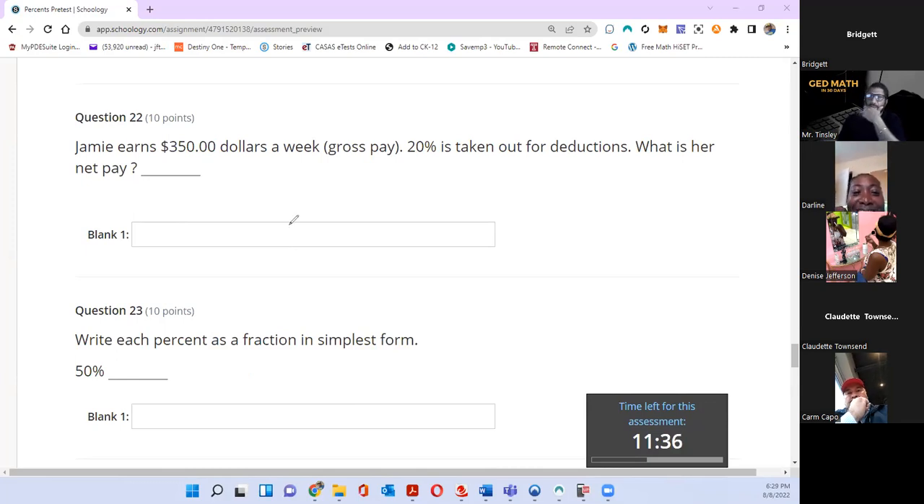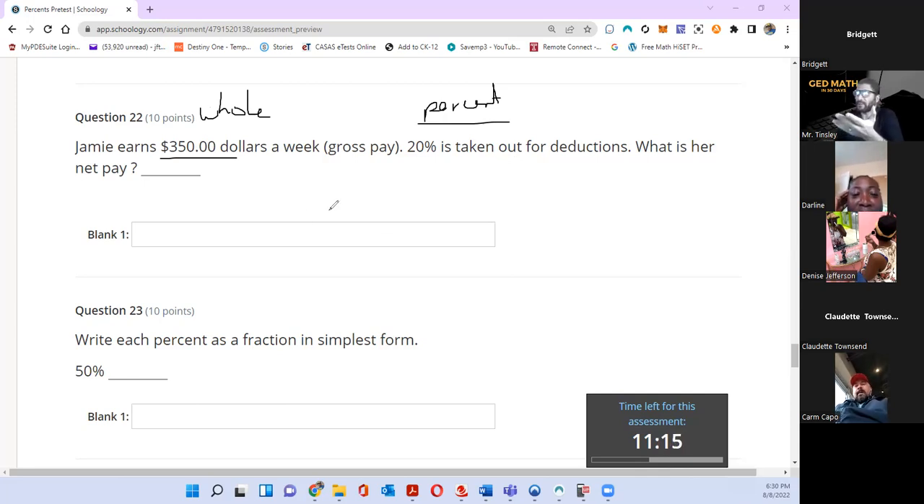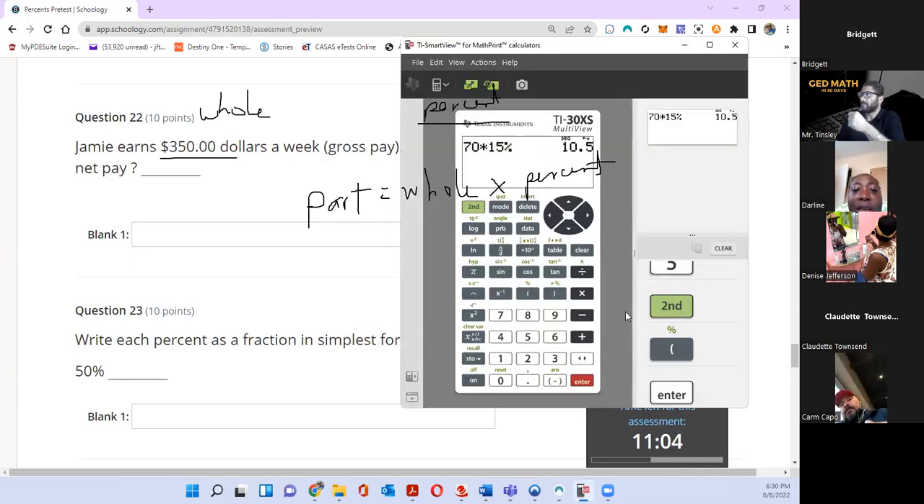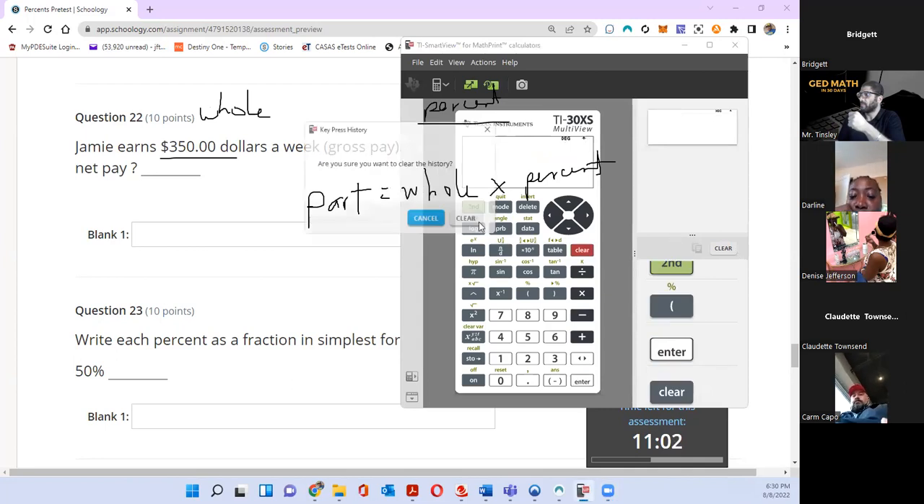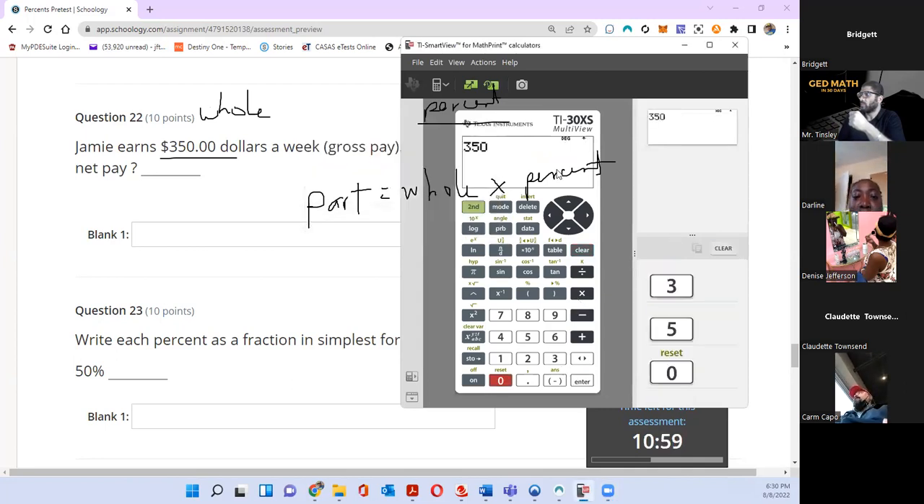So the part is 350. So the part is 350? No, the whole. 350 is the whole. 350 is your whole. Of course, we know this is the percent. So in order to find the part, it's whole times percent. So we're going to go in our calculator and multiply what? 350 times the percent. Which is what?